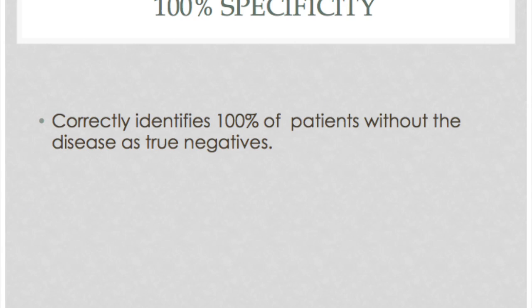A test with 100% specificity correctly identifies 100% of patients without the disease as true negatives. A test with high specificity would be good for ruling in patients with the disease.